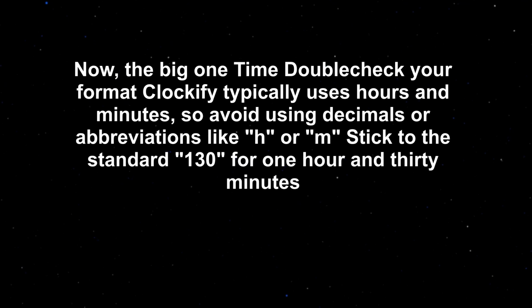Now, the big one: time. Double-check your format. Clockify typically uses hours and minutes, so avoid using decimals or abbreviations like H or M. Stick to the standard 1:30 for 1 hour and 30 minutes.